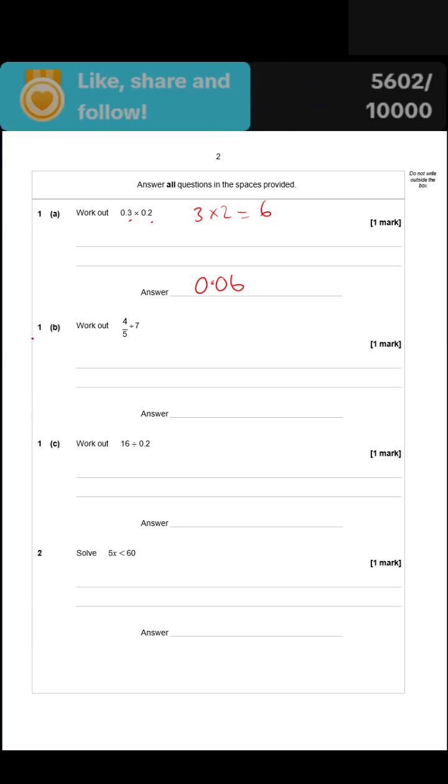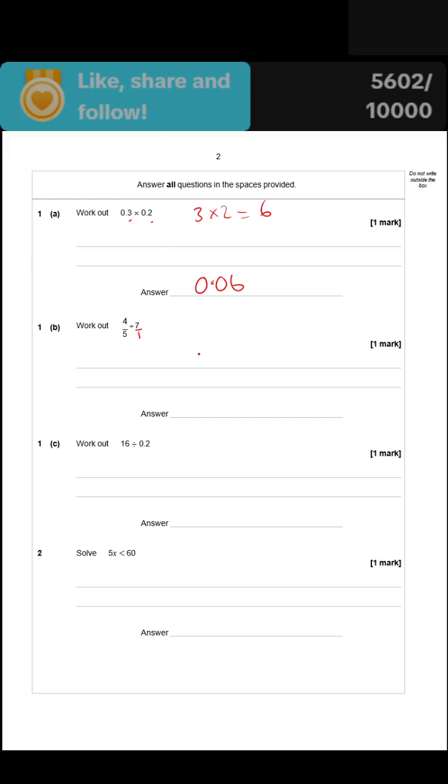So question 1b, work out 4/5 divided by 7. Obviously have a go yourself. If you're not too sure, you want a little hint, 7 can be written as 7/1. If we're working with fractions, it's best to deal with fractions. So if you've got any integers, pop them into fraction form first. So we have 4/5 divided by 7/1.